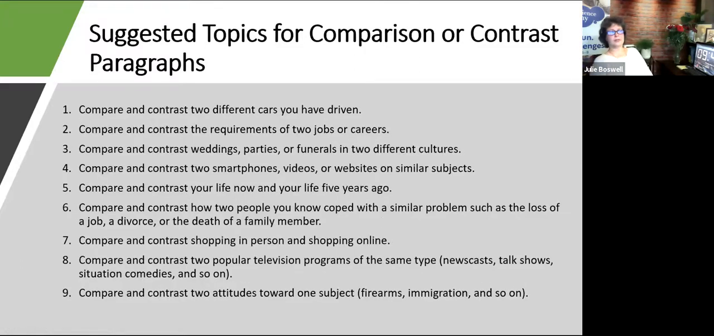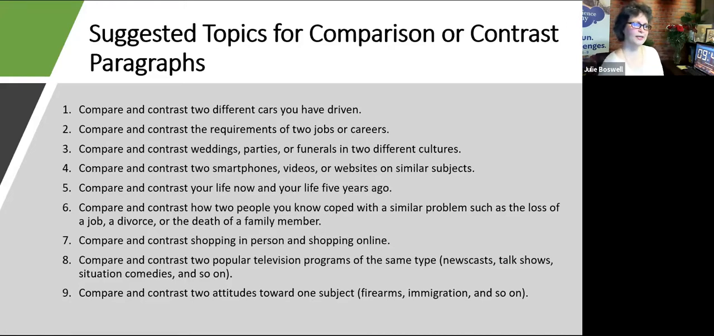Suggested topics for comparison or contrast paragraphs. Compare or contrast 2 different cars you've driven. The requirements of 2 jobs or 2 careers. Weddings, parties, or funerals in 2 different cultures. Smartphones, Androids, iPhones. Videos, websites on similar subjects. Your life now compared to your life 5 years ago. Compare and contrast how 2 people you know coped with a similar problem, such as the loss of a job, a divorce, or a death of a family member.